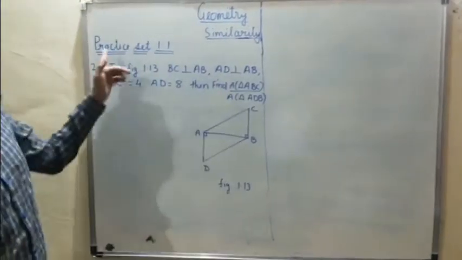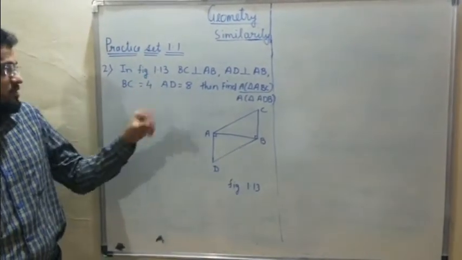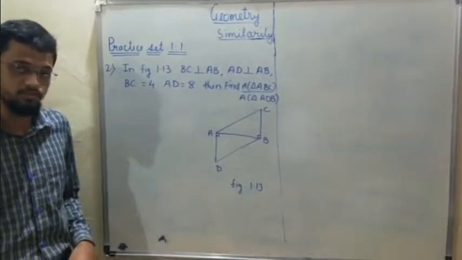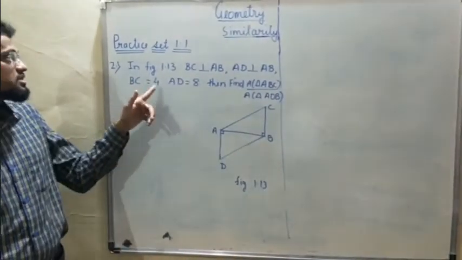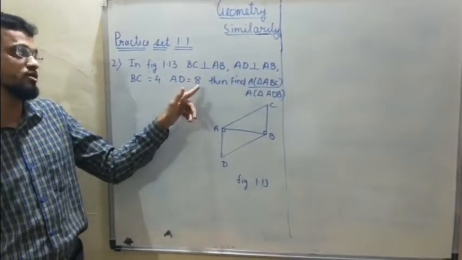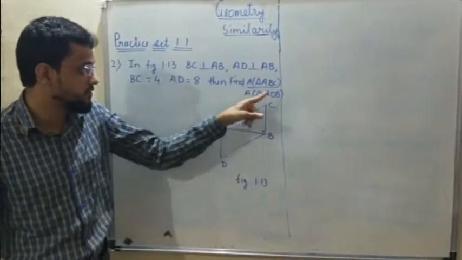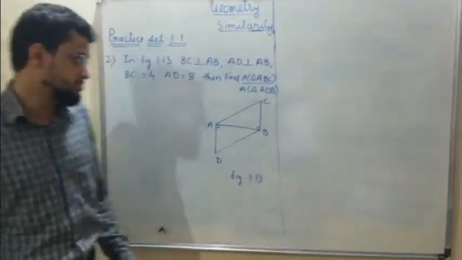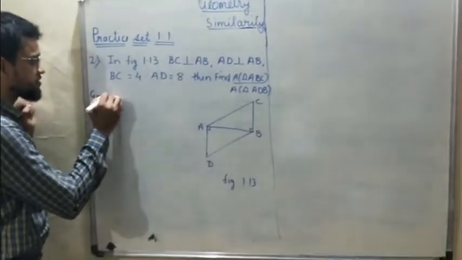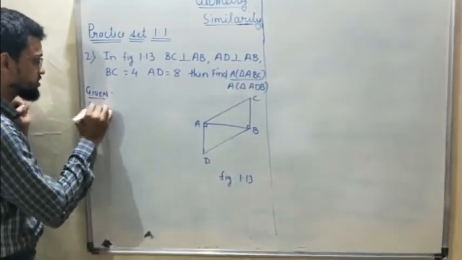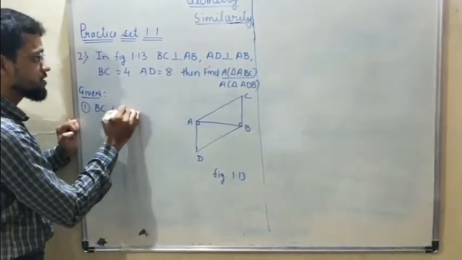The second question of practice set 1.1 is, in the figure 1.13, BC is perpendicular to AB, AD is perpendicular to AB, BC is equal to 4, AD is equal to 8. Then find area of triangle ABC divided by area of triangle ADB. So the points given in the question are, first point is BC is perpendicular to AB.